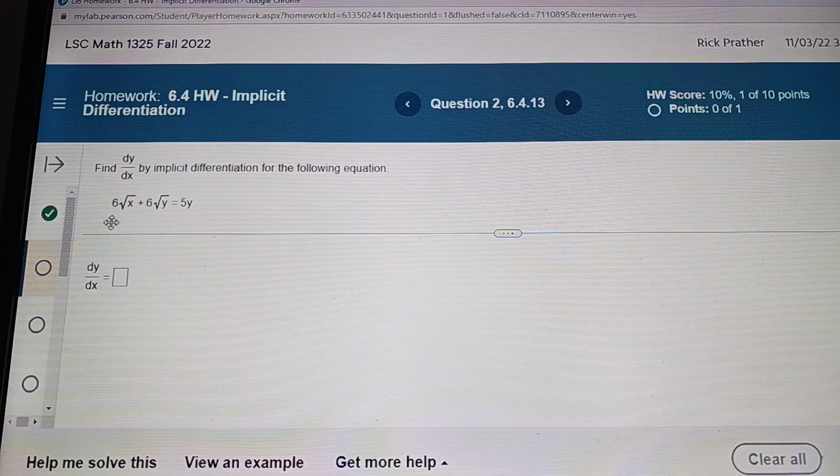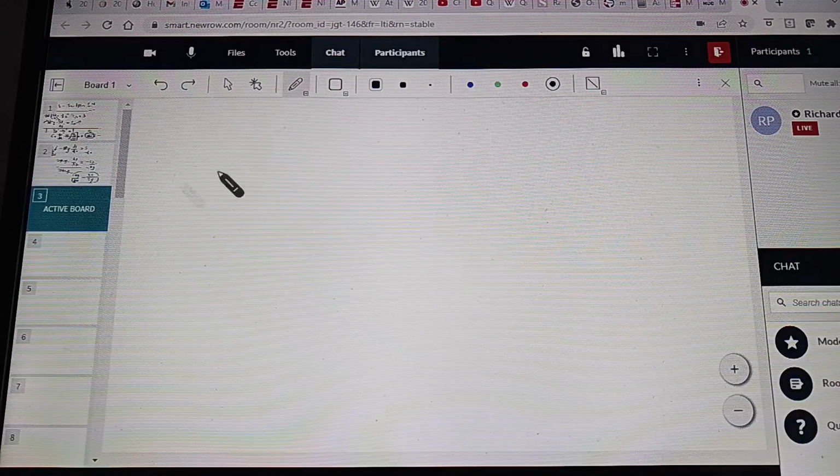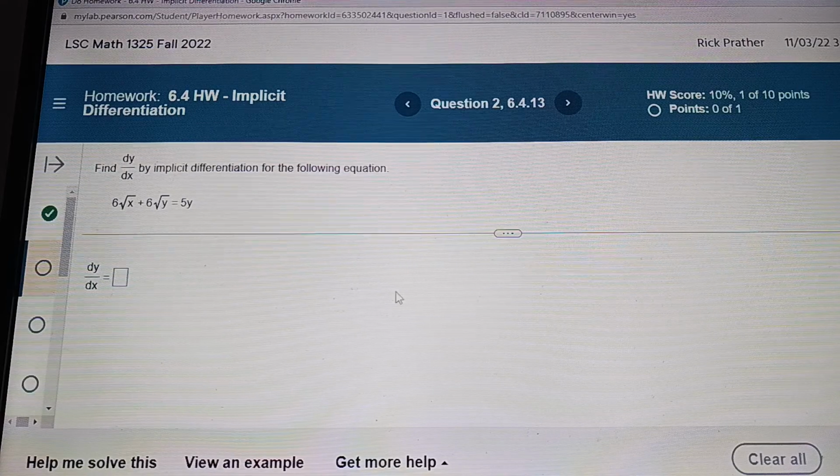Okay, same thing. Now I have 6 square root of x plus 6 square root of y equals 5y. So you just kind of go term by term. You might encounter x's or y's, doesn't matter. But the denominator here tells you what the variable of interest is. So x is the variable of interest.